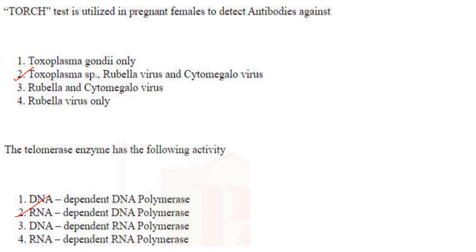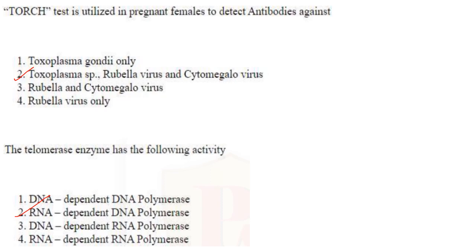Then coming to the next question. Torch test is utilized in pregnant females to detect antibodies against. So we have already discussed the full form of torch elsewhere in this question paper itself. I think it was regarding TrueNat for tuberculosis test. So that time I have told you about the full form of torch, and I told you that it is used in neonates and pregnant females. So toxoplasma species, rubella virus, cytomegalovirus. So answer is option 2.